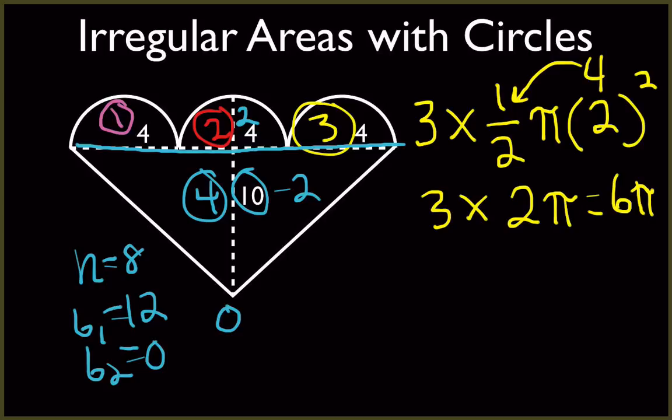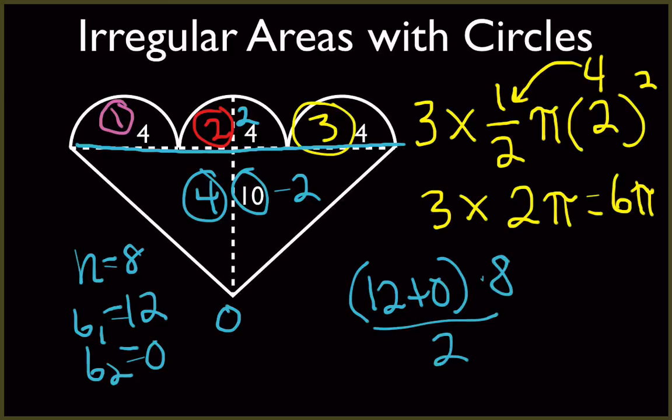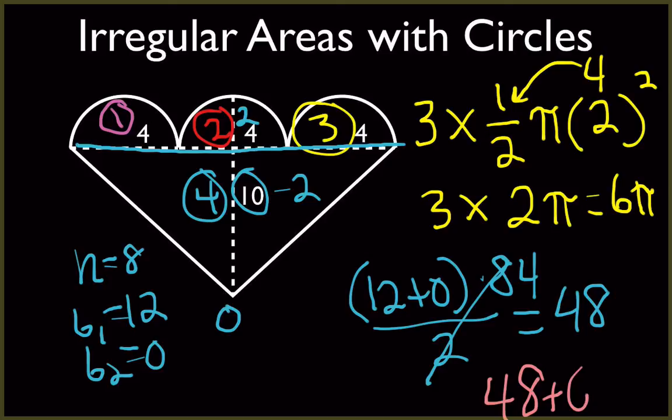So now my formula says I'm going to have base 1 plus base 2 times height divided by 2. That simplifies out and makes 4. 4 times 12 is 48. And my final answer is going to be 48 plus 6 pi units squared.